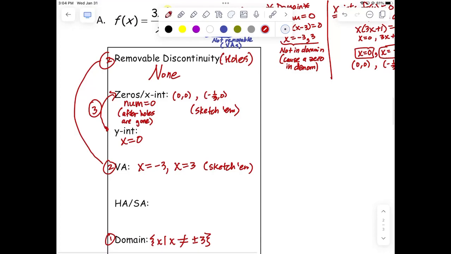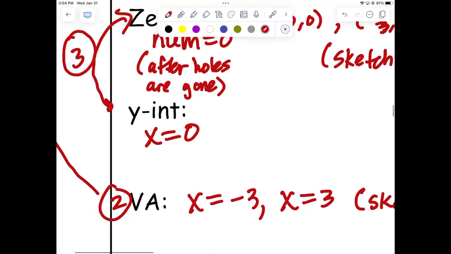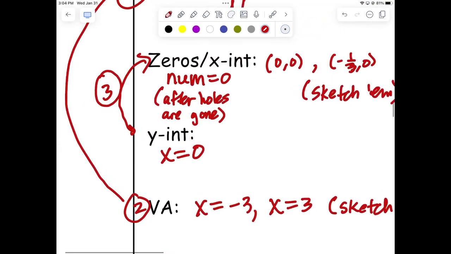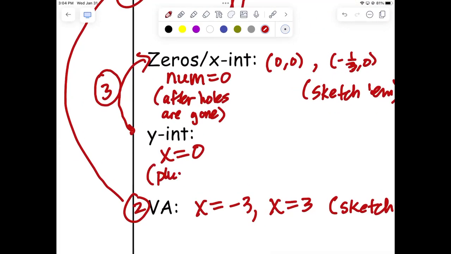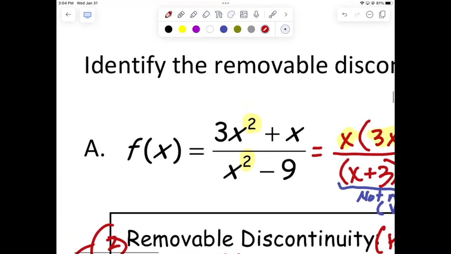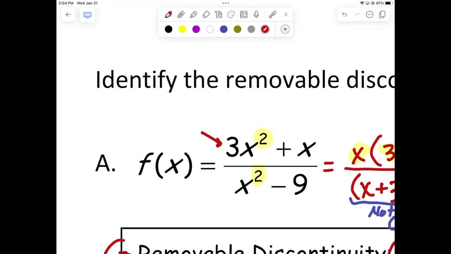Okay, what's next? Well, we find the y-intercepts. All we got to do is let x equal 0, which means we're going to, I would say, plug into the original. This is where plugging into the original is going to be faster than plugging into the factored version. So if I come up here, here's my original version. I'm just going to say f of 0. F of 0. That's plugging in 0 for x, right?